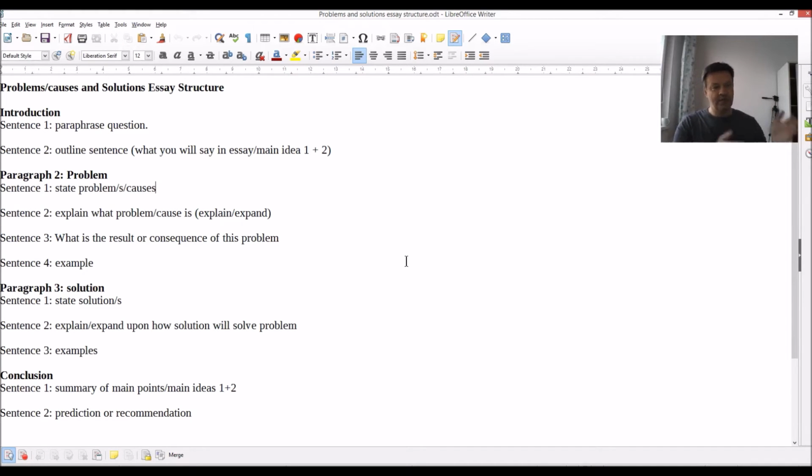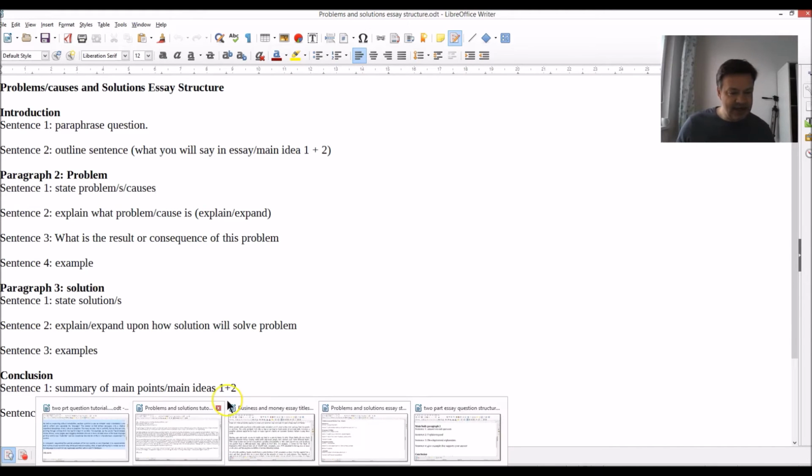Paraphrase the question, give an outline sentence in the introduction. In your paragraphs, you clearly state what's the problem, what's the solution, then you explain it. Every sentence needs to move the idea along, a progression, a logical progression, and a specific example. Every essay says, write 250 words, give reasons and examples. So that's what you have to do. So that's the structure. Let's take a look at the second example then.